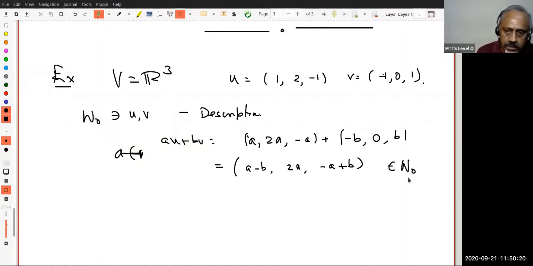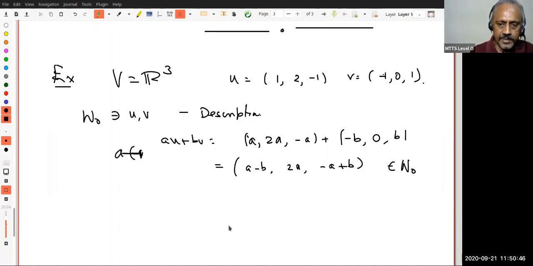Do you understand this? I hope I did correctly. A, 2A, minus A, minus B. Right. Okay. So you think you got all the elements in W naught, but I want some kind of a geometric description, which is easier for me to understand. So the first thing we should observe is that there is an interesting pattern.